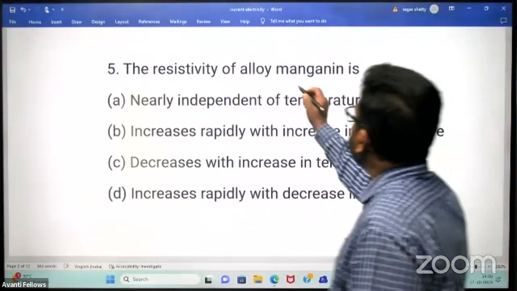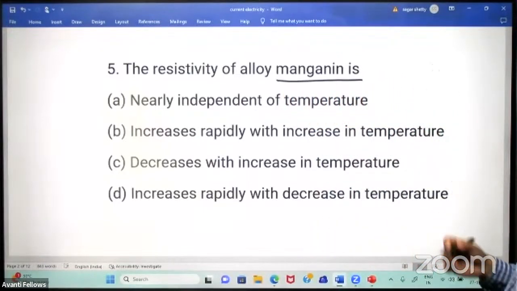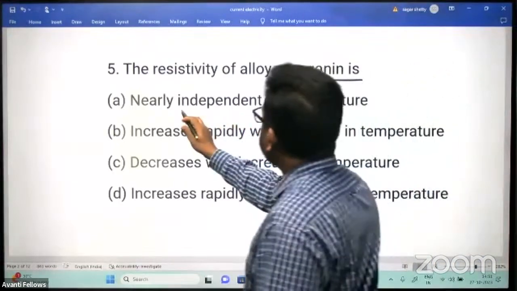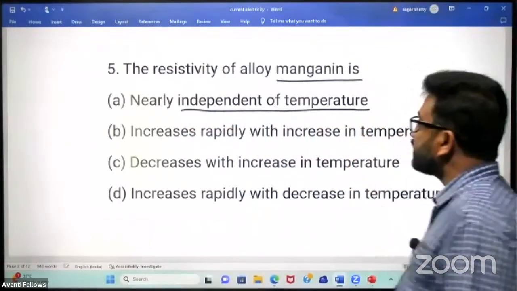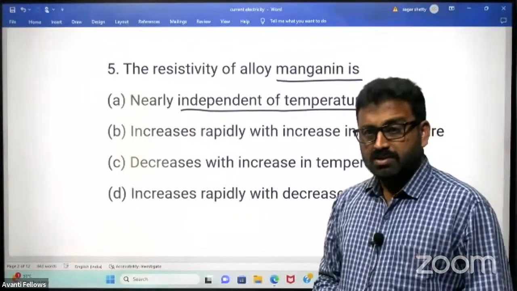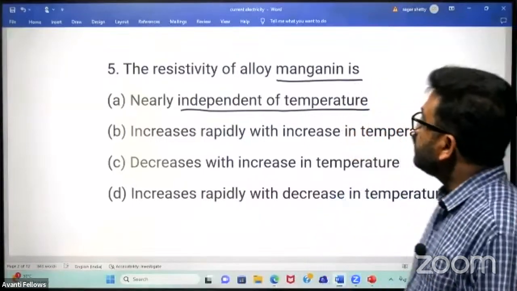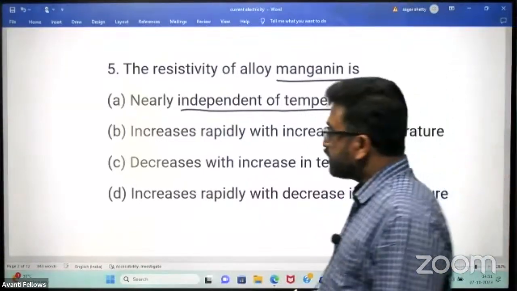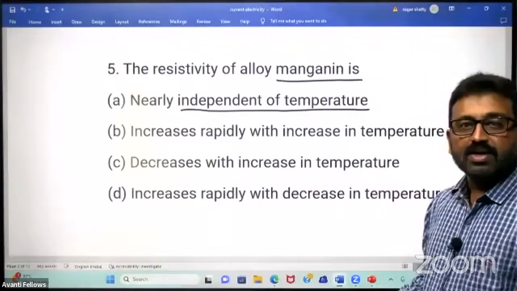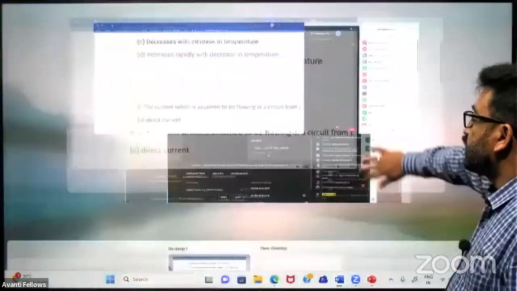So we select manganese for making some of the resistance and all these things in our lab just because its resistivity is independent of temperature. As temperature goes up or goes down, that much impact will not be there in its resistivity, almost independent of temperature. That is the reason why we select manganese in making lab equipment and lab devices. Now, next question.